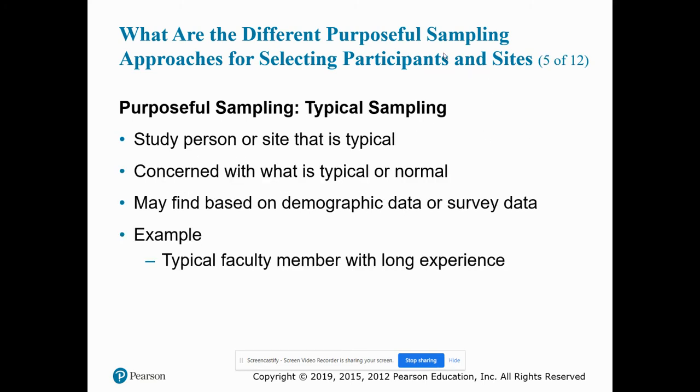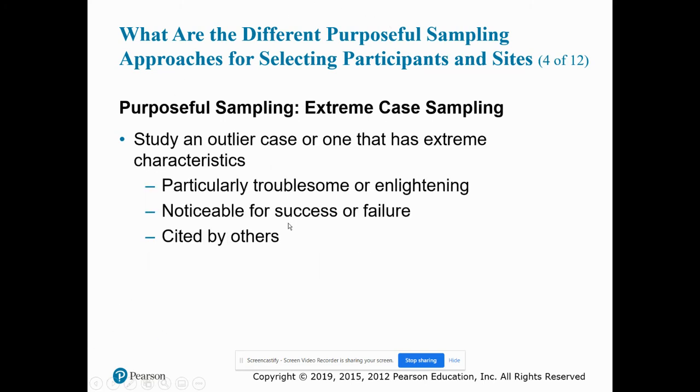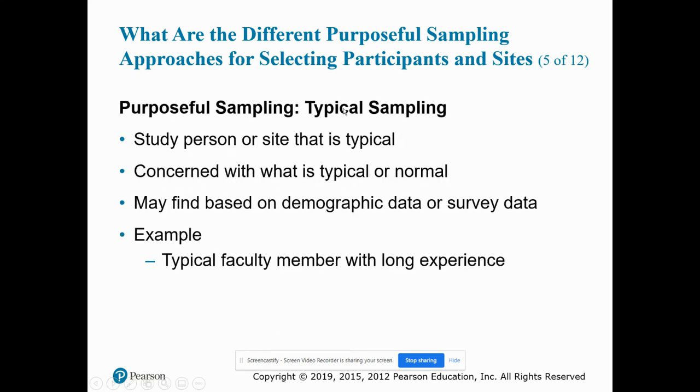Next, you have typical sampling. And a previous one for this one would be, an example would be for extreme case. It could be like a troubled teen. Okay, so when you go back to your typical sampling, you're going to study a person or site that is typical. Okay, you're concerned with what's normal. You might find this based on demographic data or survey data. And so you'll just kind of find the norm, and that's who you're going to sample. Examples would be typical faculty members with long experience.